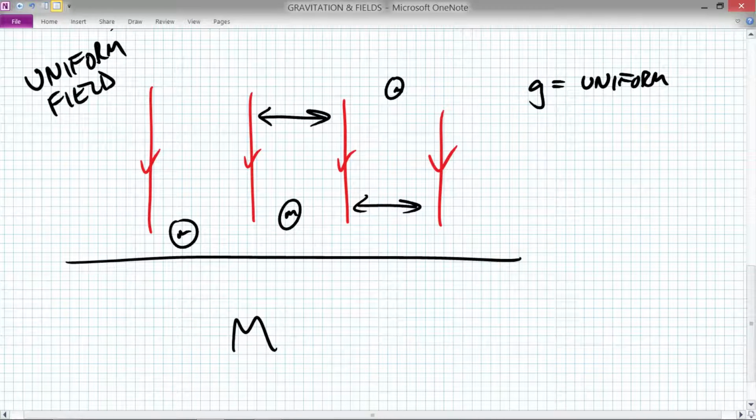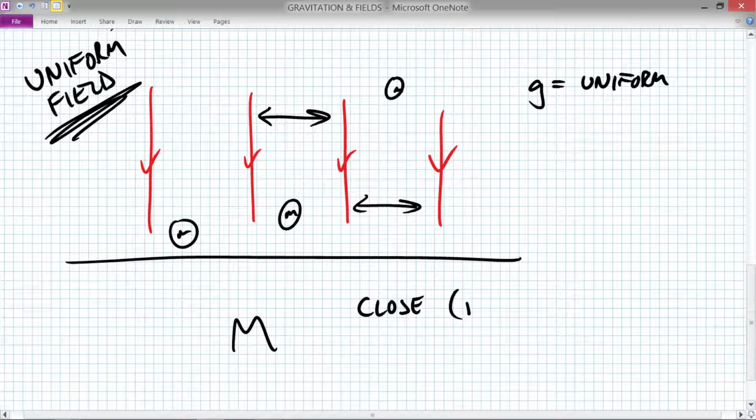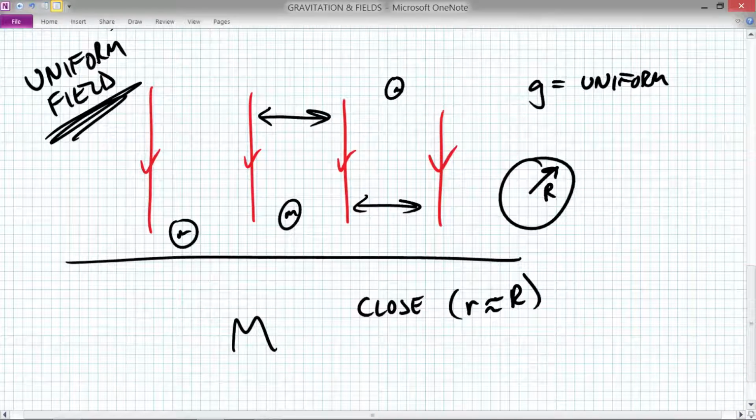So just to distinguish this from the radial case, we do also have a uniform field case, but this is only when we are very close. When I say close, your radius pretty much is equal to the radius of the planet itself. So if this is the planet, this would be its radius r. Your radius, little r, is very similar to that. This applies in this case, but you can distinguish it from the radial case.